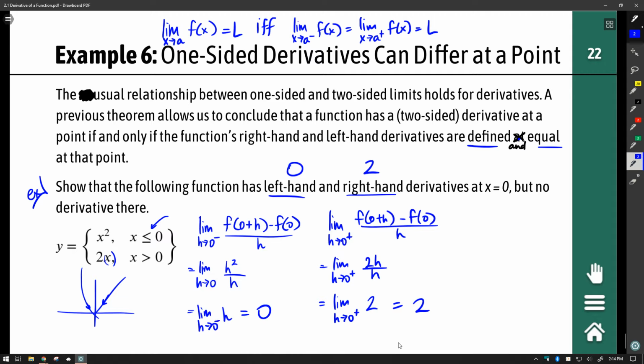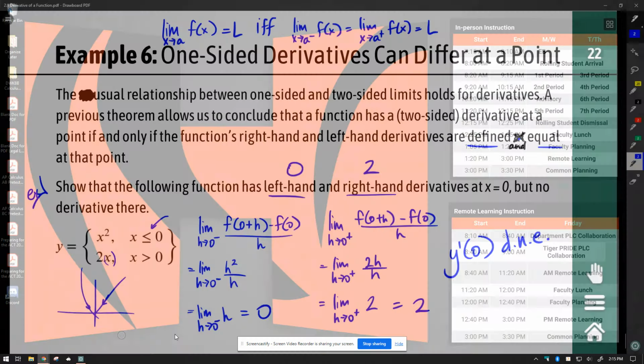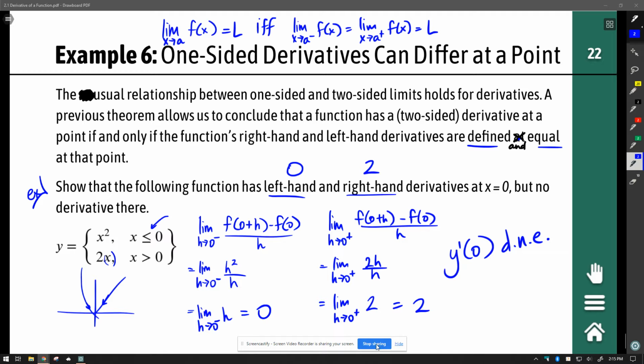So I should put those minus signs here to show left, and we have the plus signs here to show right. Those derivatives exist, but is there a derivative at x equals 0? In other words, is there a y prime of 0? And the answer is no. This does not exist because the left-hand derivative and the right-hand derivative are not equal. And that finishes the video series for section 2.1.